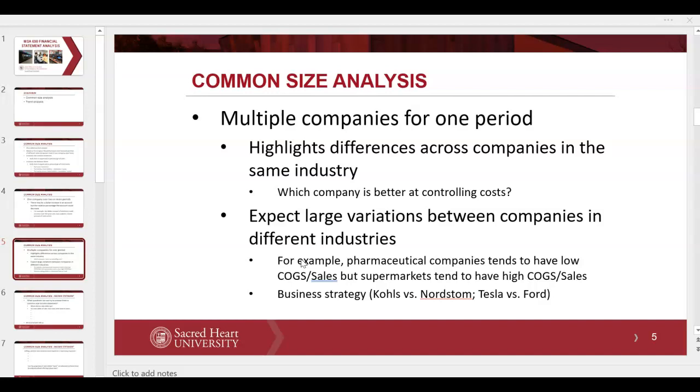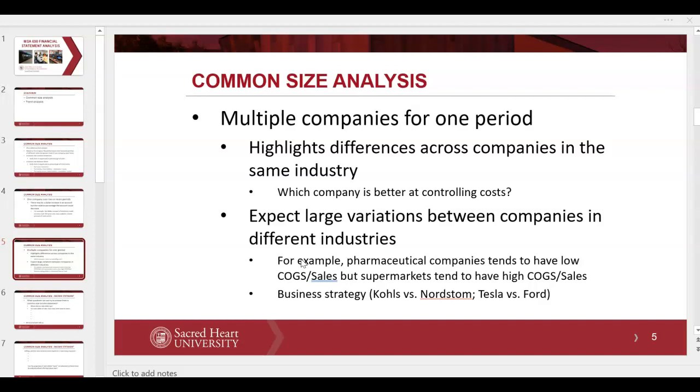We can really highlight answers to questions such as which company is better at controlling their costs. Same thing with selling, general, administrative expenses. Similar business models, if one has a significantly lower selling, general and administrative expenses as a percentage of sales, we can take that as being they can spend less or incur lower costs of selling and running the business and still produce the same amount of sales. That company should be more efficient with their costs and therefore more profitable.